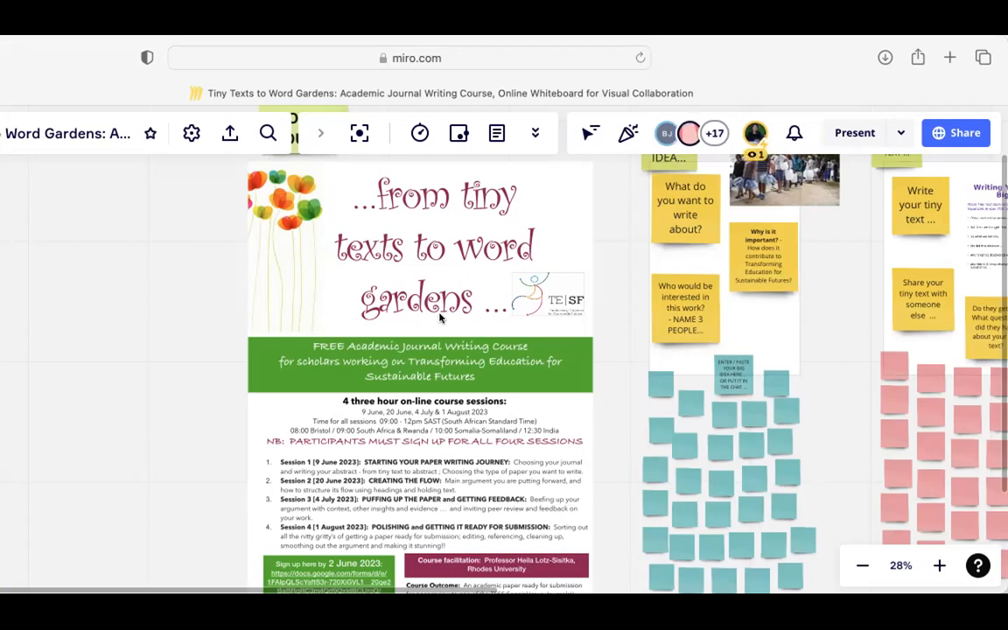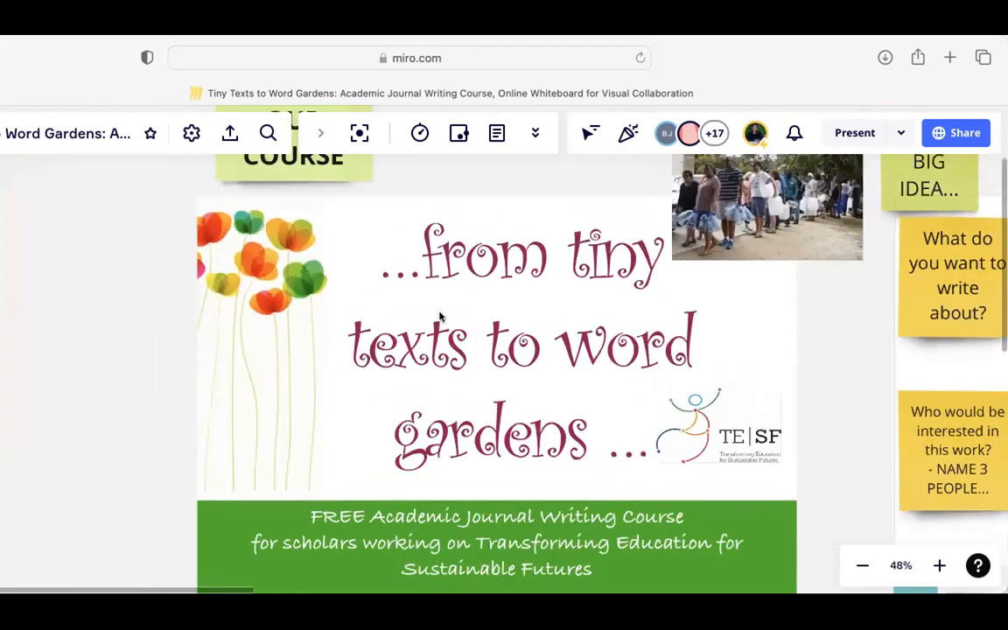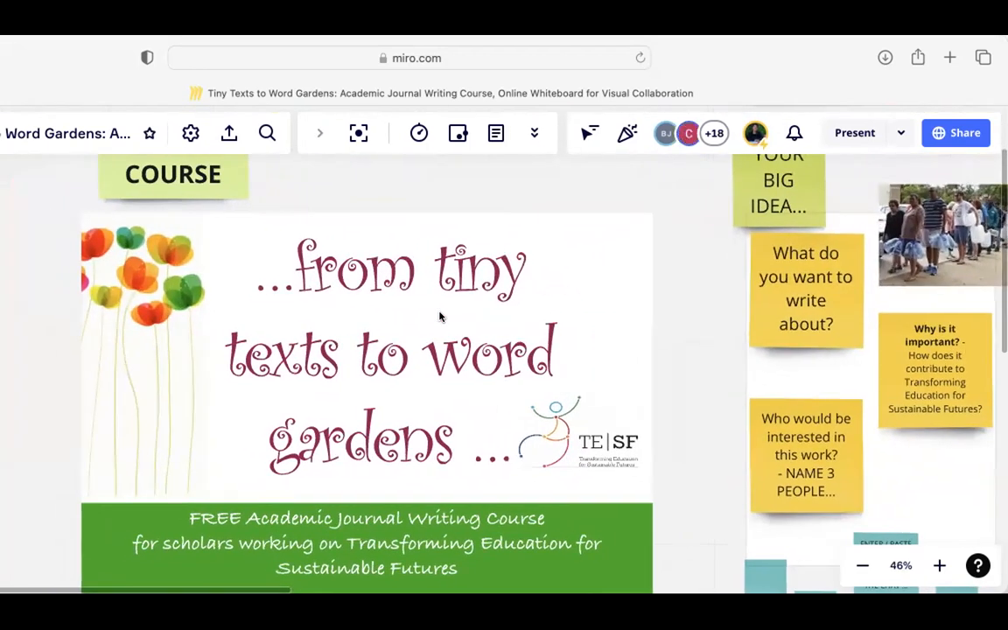So the first thing I'm going to start with is the title of our course. When I was trying to think about how you write and run an academic writing course that is interesting and exciting, I thought, okay, let's start with tiny texts and we'll grow our work into word gardens. So in keeping with the theme of TESF, which is also about flourishing and about producing a new kind of knowledge in the world, and also with our commitment to sustainable futures and sustainable worlds, I thought, okay, let's make word gardens from our work. And what I'm trying to signal with that is that we really want your work to be beautiful, just as gardens are beautiful. We want to see word gardens coming from your work.